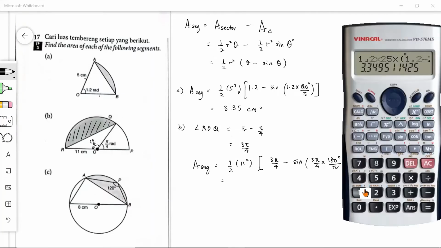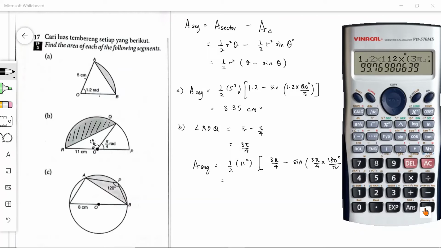So half times 11 squared, and then times with 3 pi over 4. So 3 pi over 4 minus sine, okay, 3 pi over 4 times with 180 over pi. Close bracket.